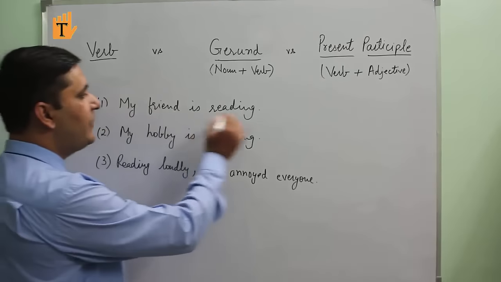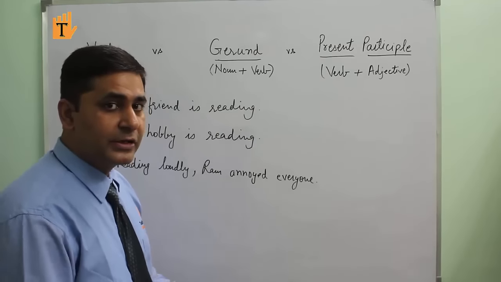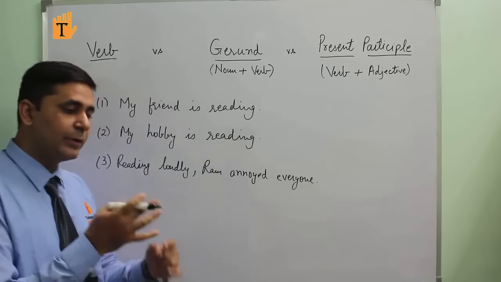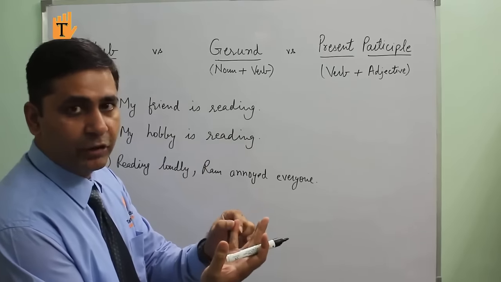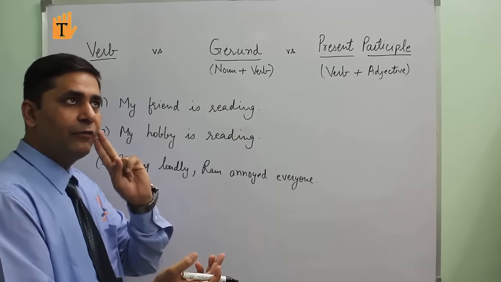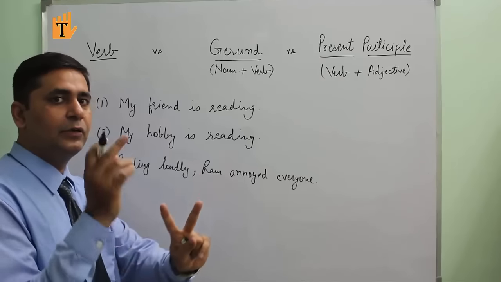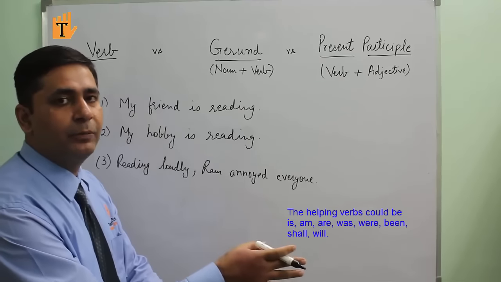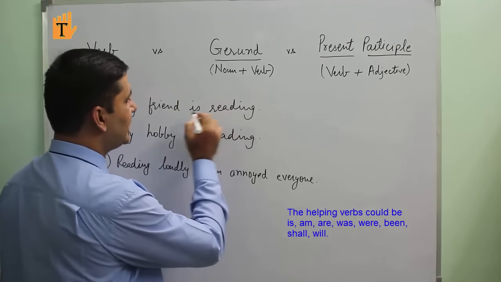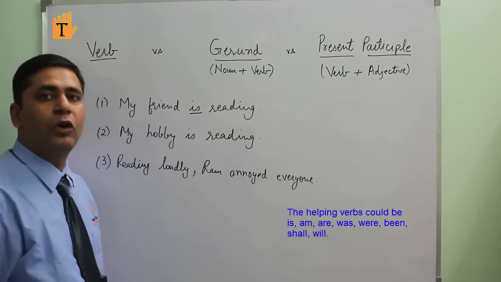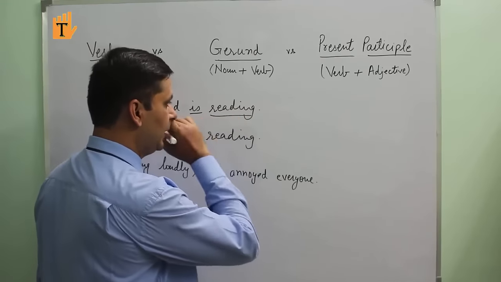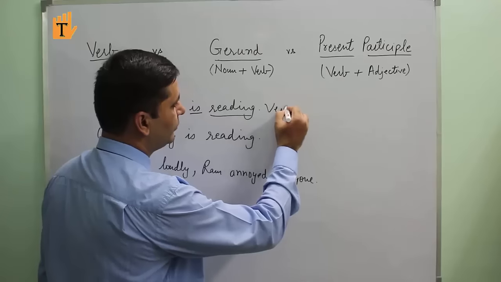Let's go through the examples and see whether the word ending with ing is a verb or a participle or a gerund. The first one, my friend is reading. So first thing, is action happening in the sentence? Yes. So the possibilities are either it is going to be a verb or it is going to be a present participle. Now, if there are two choices, I need to find out whether there is a helping verb with the word ending with ing. Let's see. My friend is reading. Yes, there is a helping verb. It means it is a verb, right?